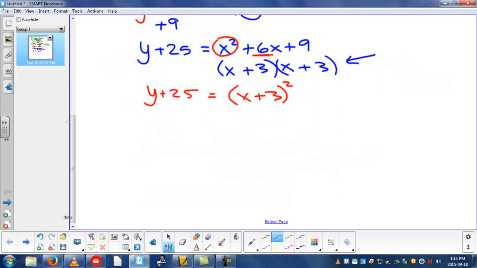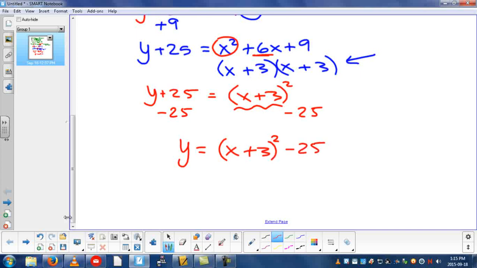Remember that when we were completing the square before, we were trying to solve, so we normally would take the square root here. But I'm not trying to solve, I'm just trying to rewrite the equation. And so my whole goal was to have a vertex form. This (x plus 3) quantity squared, that's part of the vertex form. All I need now is to get y alone. So I subtract the 25 from both sides, and my final equation is y equals (x plus 3) quantity squared minus 25. And that is the final answer.